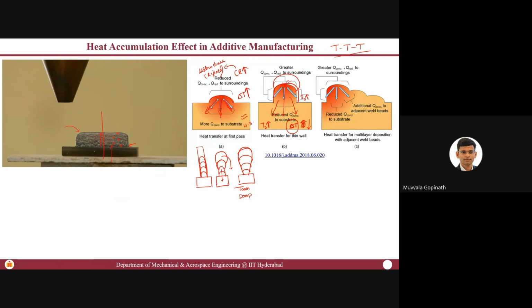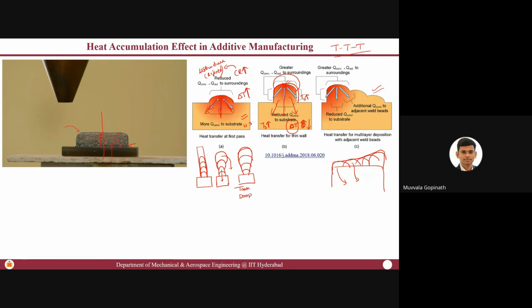Now, not just that, even when you are doing cladding, the same thing will happen. When you deposit the first track, heat went into the substrate. Second track, again heat went in. So by the time you come to the last track, your height will keep on increasing and you will have a non-uniform height of coating, which is very popular in additive manufacturing.